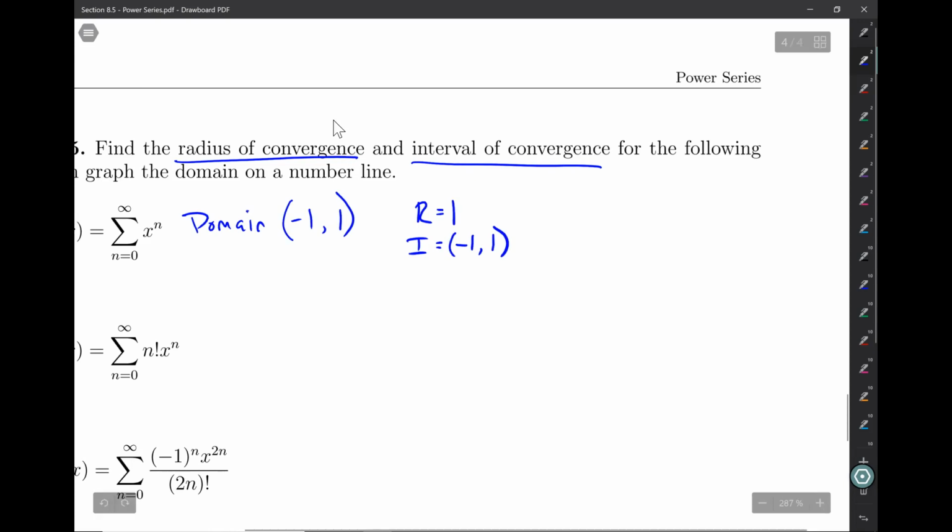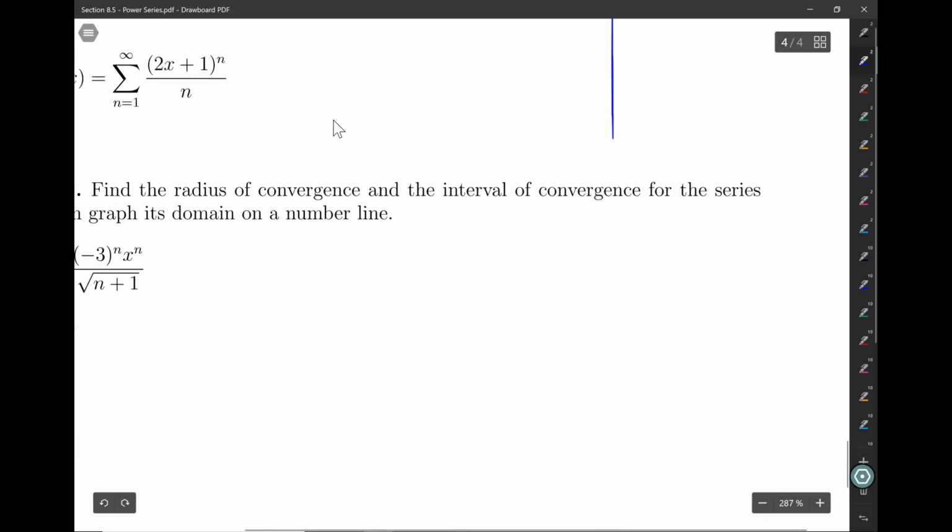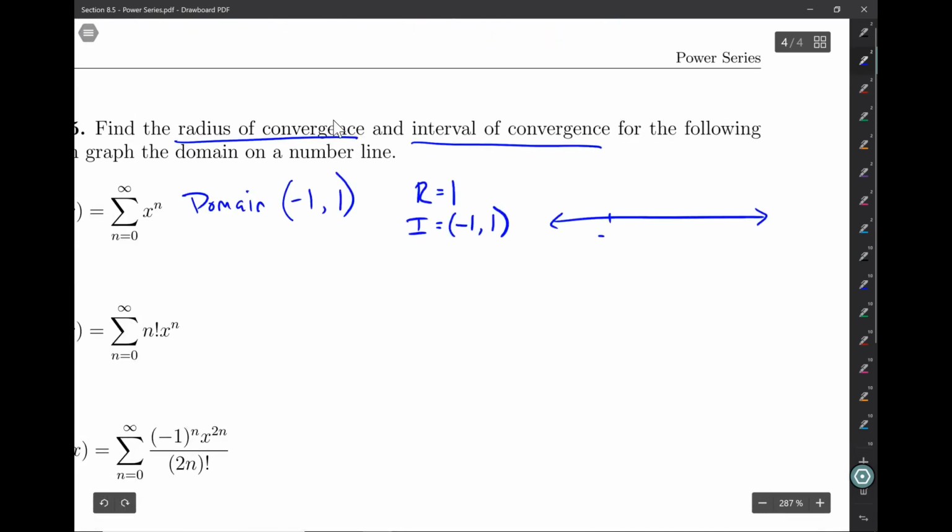Now, if we were to graph this on a number line, we have -1, we have +1, and we're looking at all of the values between -1 and +1, not including either of those endpoints. There is our graph. And just out of curiosity, let's go ahead and find the center. The center was here at 0.